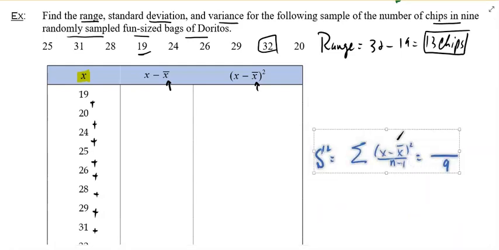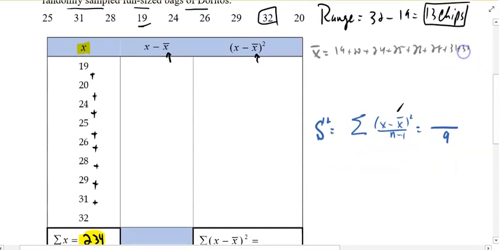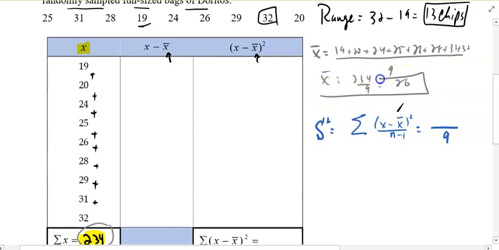Well, to get the average, let's go ahead and do 19 plus 20 plus 24 plus 25 plus 26 plus 28 plus 31 plus 32 all over 9. Or I could have just said that is 234 divided by 9. The average turns out to be 26. Now take 19 minus 26.